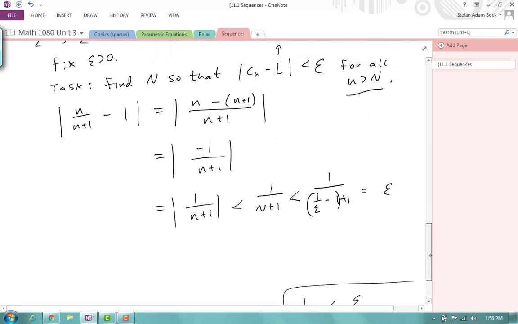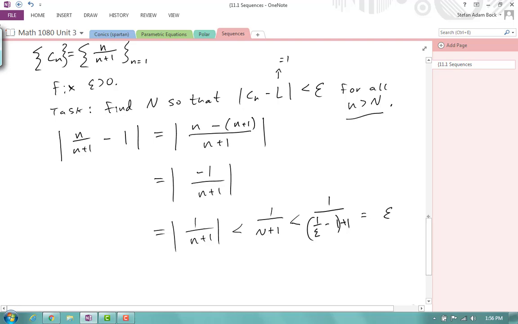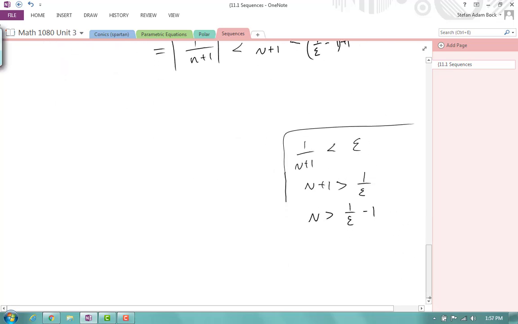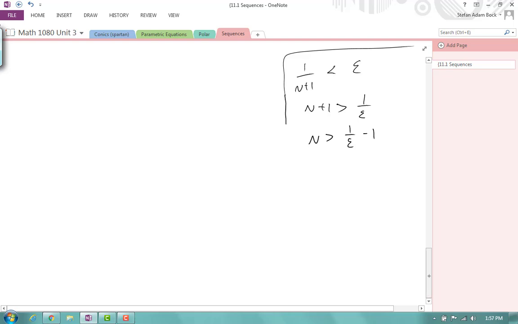So it's really kind of gross, but this is verifying the limit of a sequence with the definition. Fortunately, we'll never have to do it, because we can just use limits. And specifically, we have something even better.